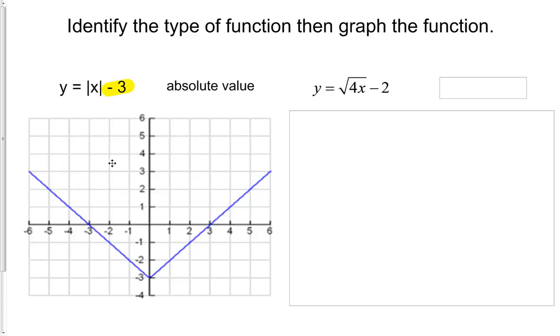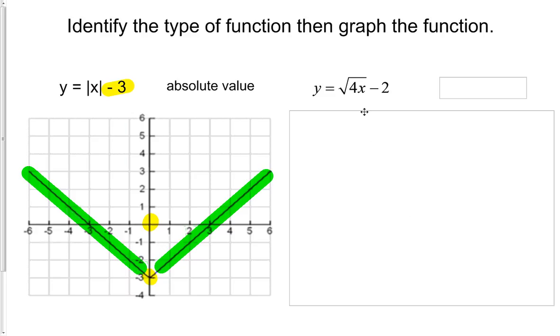So when we plot it, it looks something like this. We shift the whole graph down from 0, 0 at the center down to negative 3. And then we have a slope of positive 1 going up to the right, slope of negative 1 going down to the center point on the left.